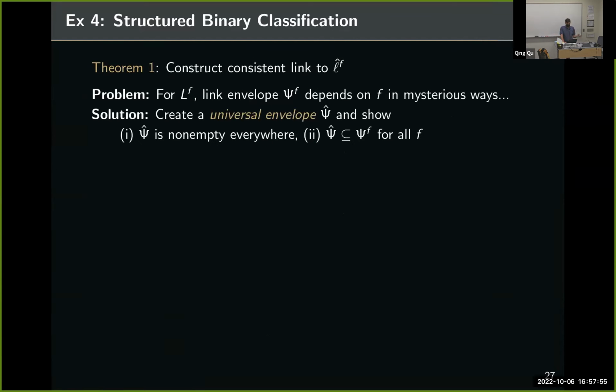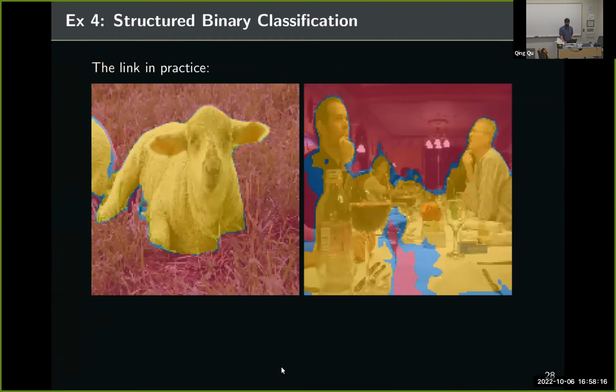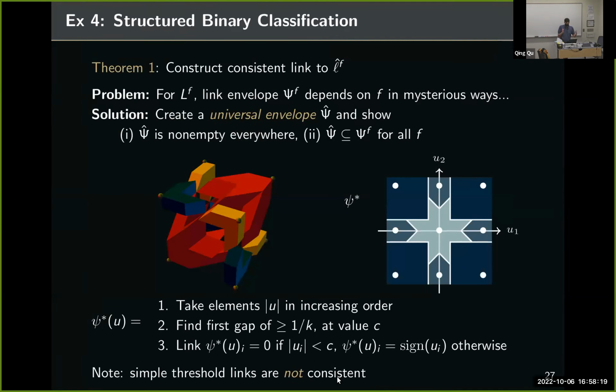So a lot of work later, and I'll skip the details, but there's a lot of crazy geometry trying to apply the link construction in this setting. It got real gnarly, and here's the link. It's not a simple function. You have to first sort things and take gaps and all these things. But we really needed our construction here because simple threshold links, like you might say, okay, if you're close to 0, threshold that to 0, otherwise take the sign, it turns out that's not consistent for this problem.